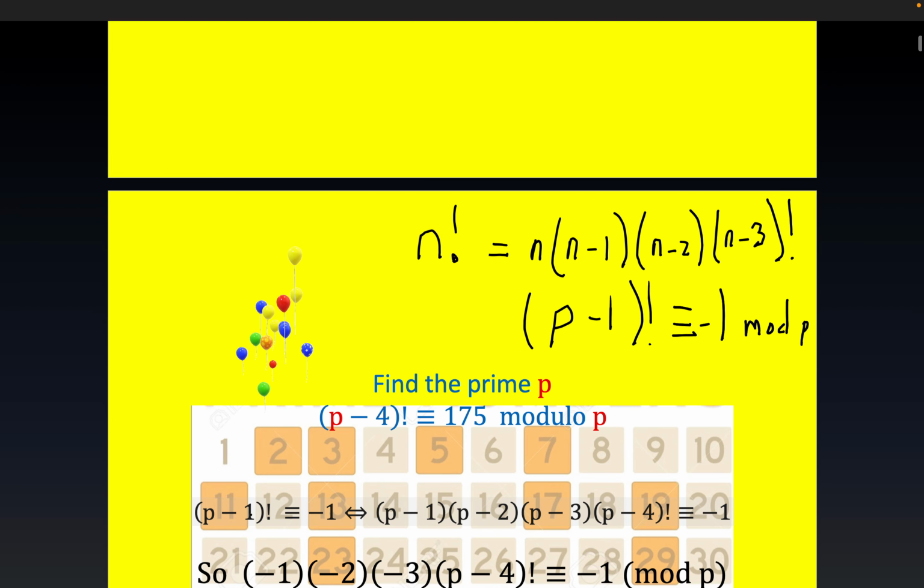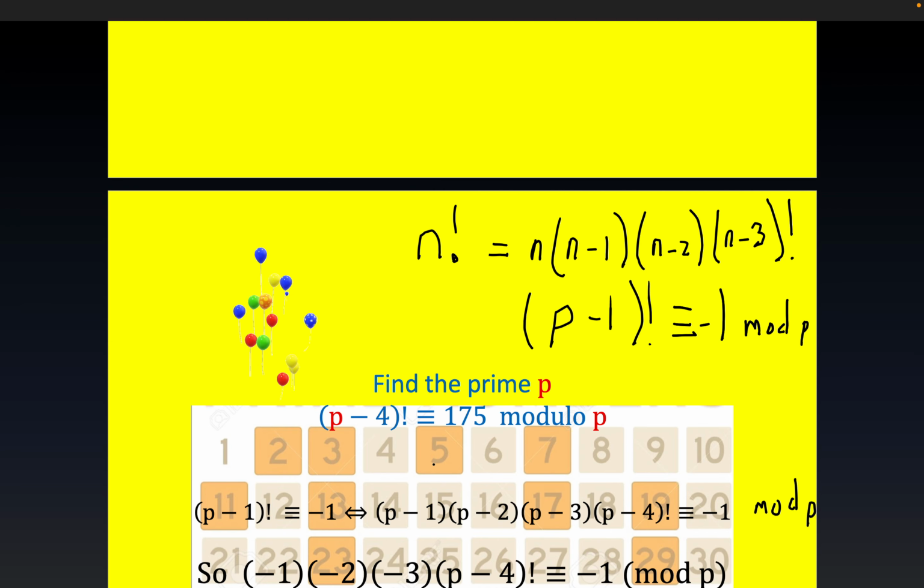So this is a statement of Wilson's theorem right here. P minus 1 factorial is congruent to minus 1, and I'll put mod P right here. Nothing more than restating Wilson's theorem, folks. And we went out this far because we just needed to get it to P minus 4 factorial. So we're looking for the prime modulus such that P minus 4 factorial is congruent to this number 175.